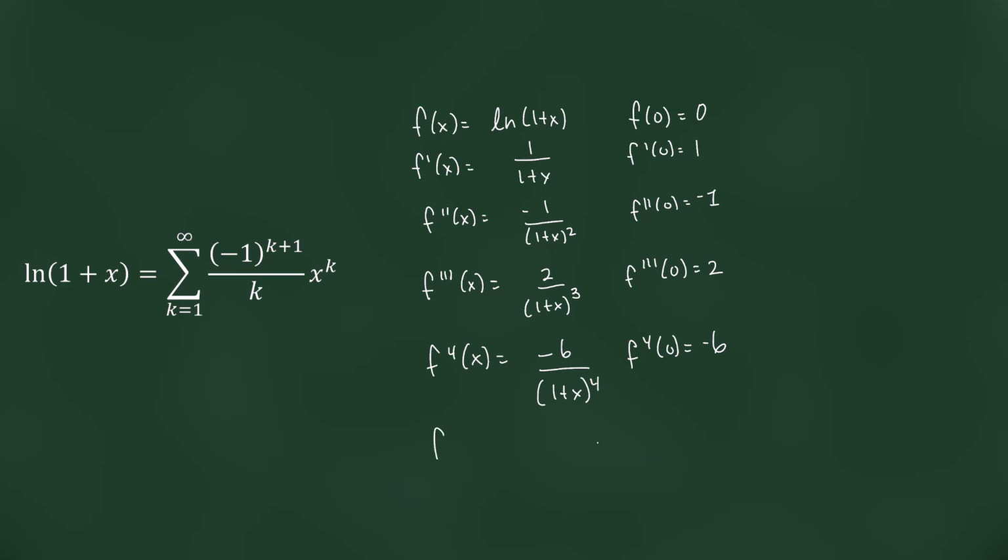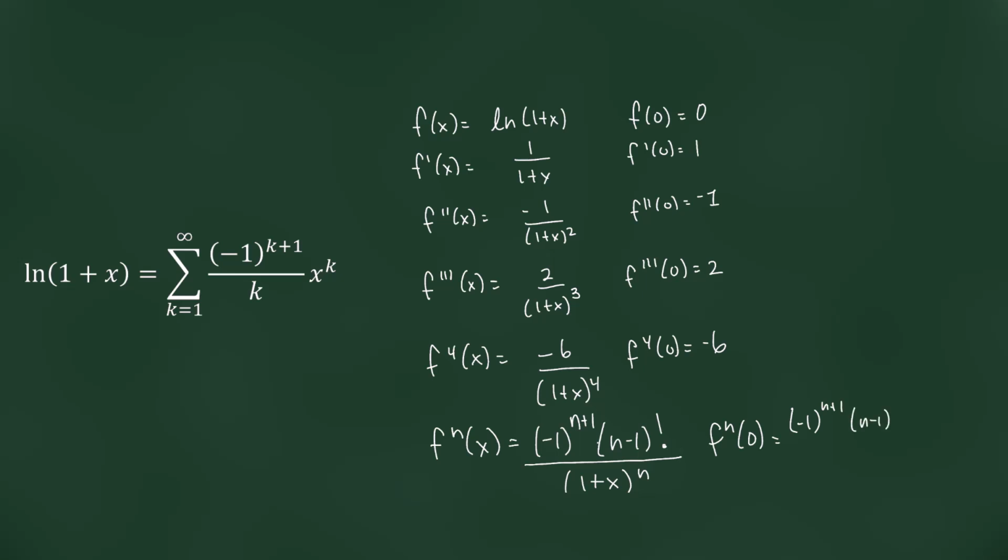So we can start to see here that if we look at the nth derivative, first of all, they alternate. When n is 1, we get positive. When n is 2, we get negative. So we have a term that looks like -1 to the n plus 1. And then the numerator looks like n minus 1 factorial. And then we're going to divide that by 1 plus x to the n, so that the nth derivative at 0 is just going to be -1 to the n plus 1 times n minus 1 factorial.